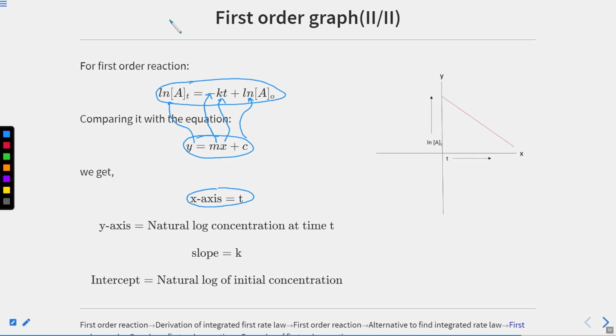Talking about the slope, m is the slope, and in this case we have m equals minus k. And the c we have, which is the intercept, equals ln A naught. So you can say that this is ln A naught. Okay, so all these things are compared, and we can get each of these values if we have this graph and the plots related to it. So this is all about the first order graph.